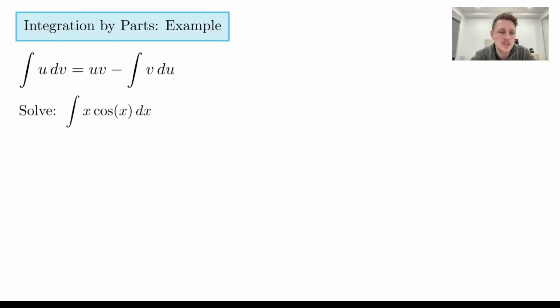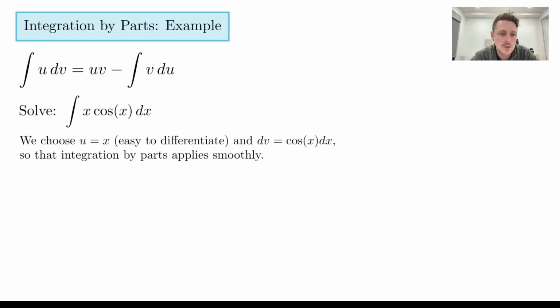Okay, and so you're probably wondering, how do we actually apply this? Well, the first thing we're going to do is look at the structure of the thing we need to integrate, which is x multiplied by cos x. And we're going to make some strategic choices. We're going to choose u to be equal to x, because that's easy to differentiate. And we're then going to take dv to be equal to cos x dx, so that integration by parts can be applied smoothly. So basically, let u equal x and dv equal cos x dx.